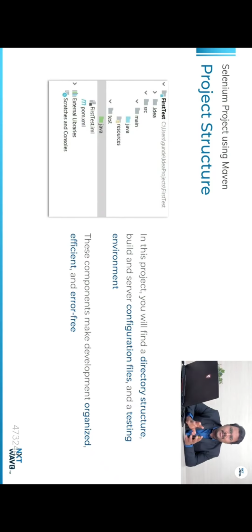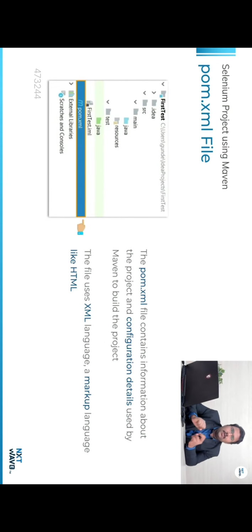So now another important thing that we need to note over here is the project structure. Whenever you create a project in IntelliJ, you'll find the necessary directory structure, the build configuration, server configuration files and all. Okay, basically these components are there to keep your entire development process in an organized, efficient and error-free manner. Okay, so there's also another file called POM or pom.xml.